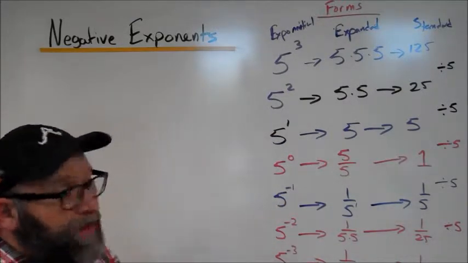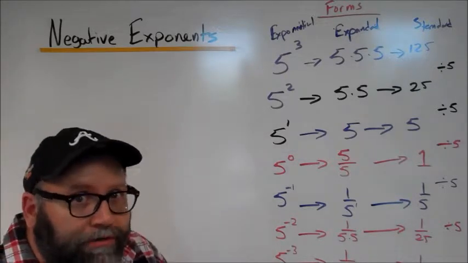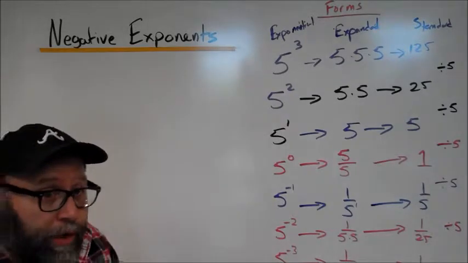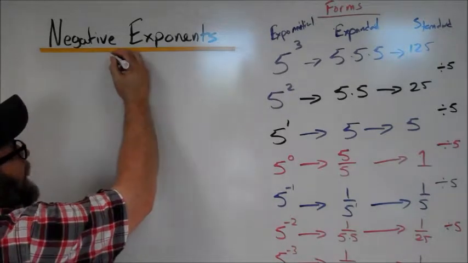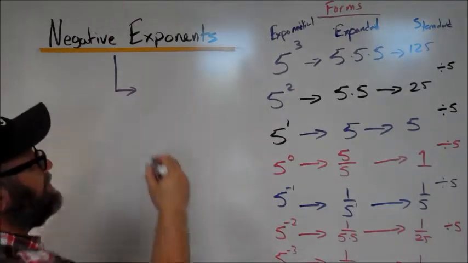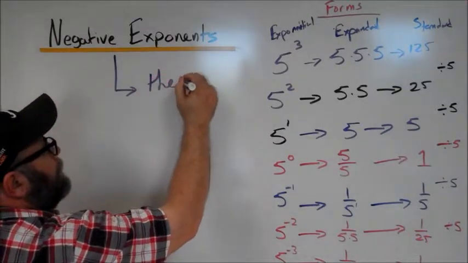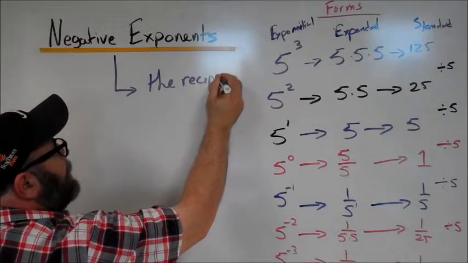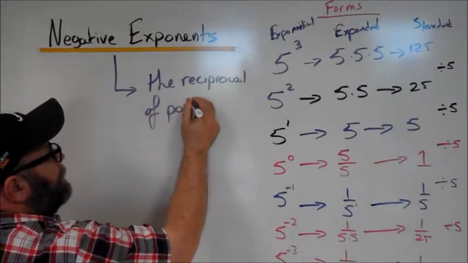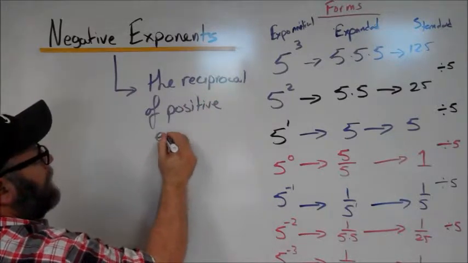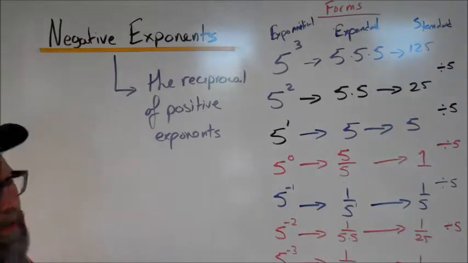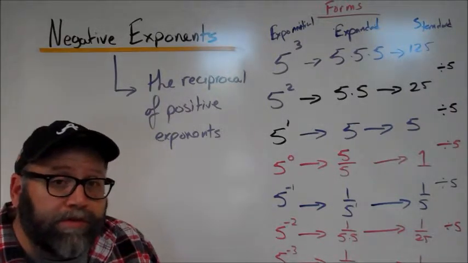Okay, when we look at this, it's a lot of numbers. Frankly, it's a lot of 5s. So let's see if we can define negative exponents real quick here. Negative exponents, therefore, are the reciprocal of positive exponents. The reciprocal of positive exponents.